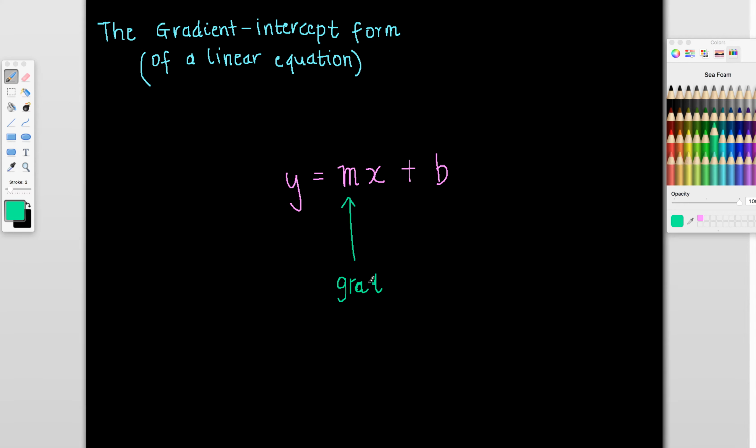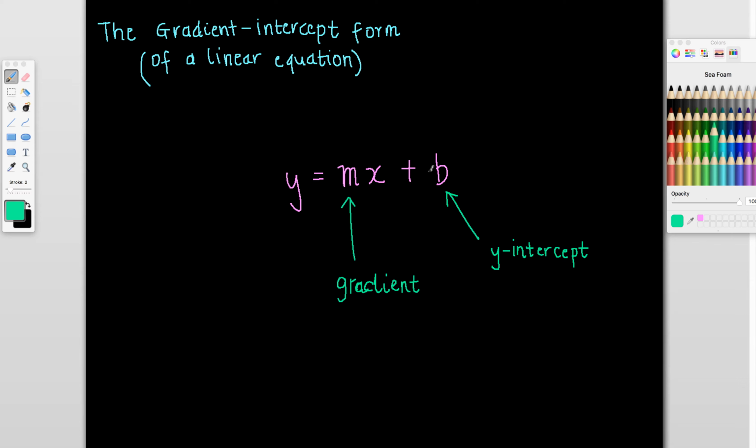And of course the b, which could be positive or negative, remember, represents our y-intercept. Because both of these are very clear in the equation, you can actually read off the gradient and the y-intercept when your equation is in this form. So when it says y equals, and you've got a coefficient with your x term, and you've got what we call a constant term, just a number on its own, positive or negative, that is your gradient-intercept form.